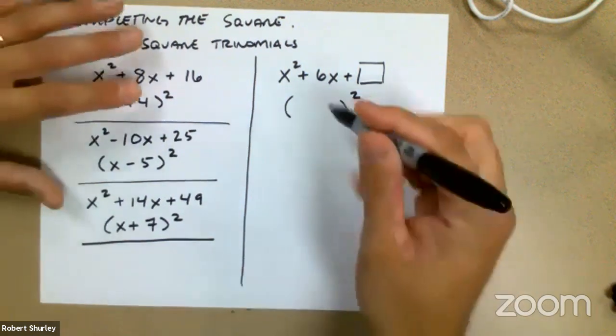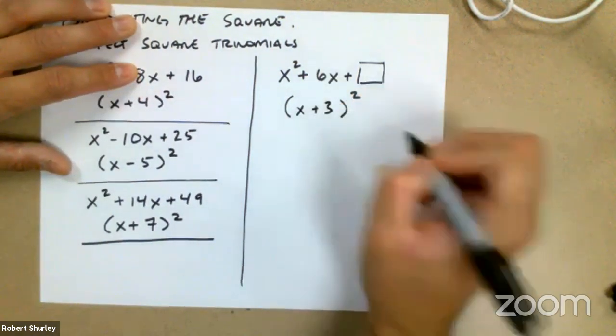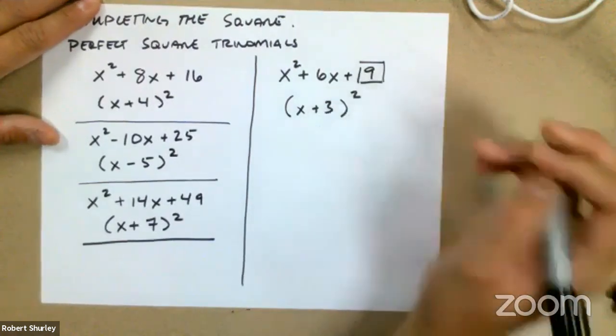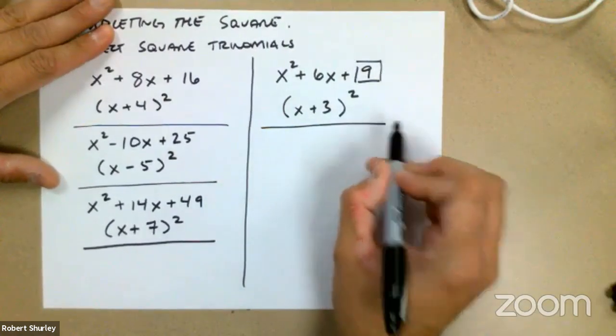Oh, perfect. We'll time out there. So x plus 3's got to go here, right? Okay. And then what has to go here? You're right, 9. Booyah. Okay, sweet. Perfect. You see the pattern.